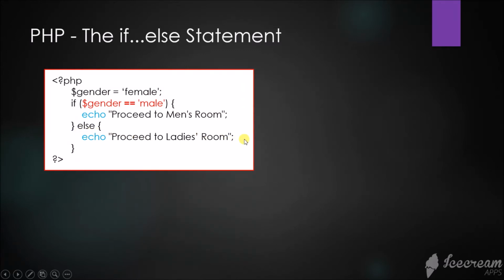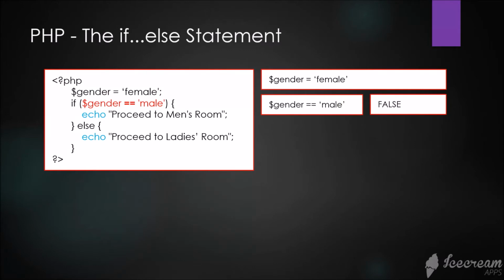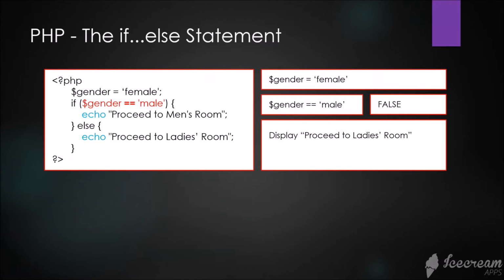Okay, so let's try to simulate the process of our code. So first na nangyari is that we assign a value female to gender variable. Okay, then we compare. Is gender equal to male? So ano ba yung value ng gender? It is female. So is female equal to male? Okay, so basically the answer will be false. So since nag-false siya, then we're going to jump here sa else part. So and execute this one. Kaya mangyari, display the proceed to ladies room. Okay?